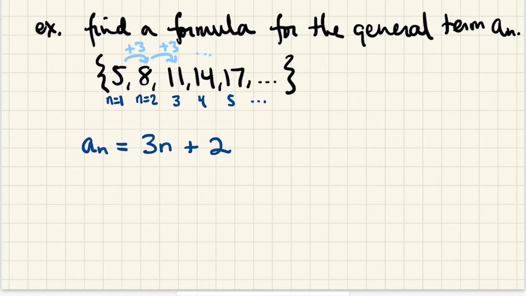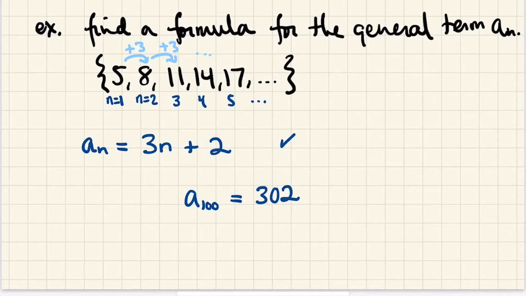There's our formula. So let's see if it really works. We'll spot check. When we plug 5 in, do we get 17? 3 times 5 is 15, plus 2 is 17. Indeed. So there's our general term. So again, if somebody said, what's the 100th term? Now you can just see it's 302, 300 plus 2.